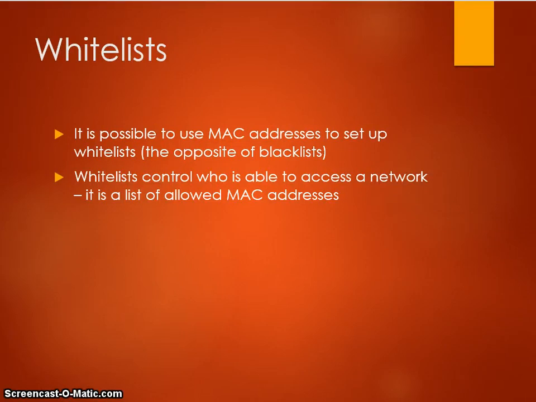Now we also have whitelists that we can set up within a router. We have whitelists and we have blacklists. A blacklist is a list of MAC addresses that we do not want to be able to connect to our network. The whitelist is the opposite, so it is all the MAC addresses that are allowed to access our wireless network. So it's a way of controlling access. So in terms of security, if we've got a company, we want to operate wirelessly, but we only want a number of devices to be able to connect to the network, we would set up a whitelist.